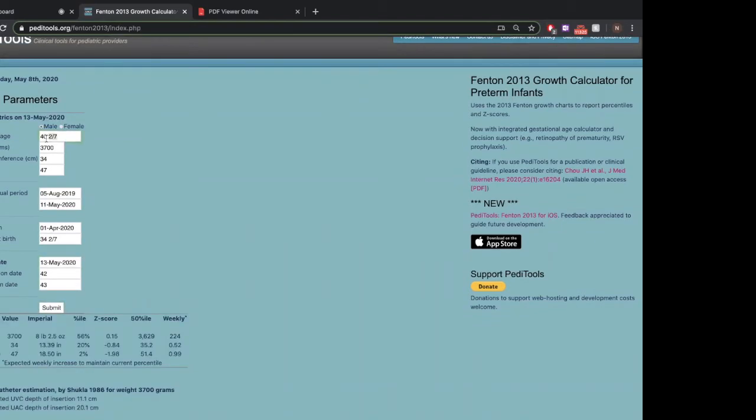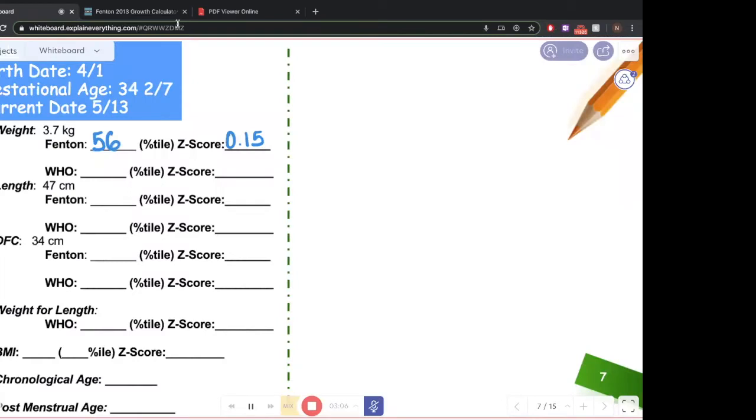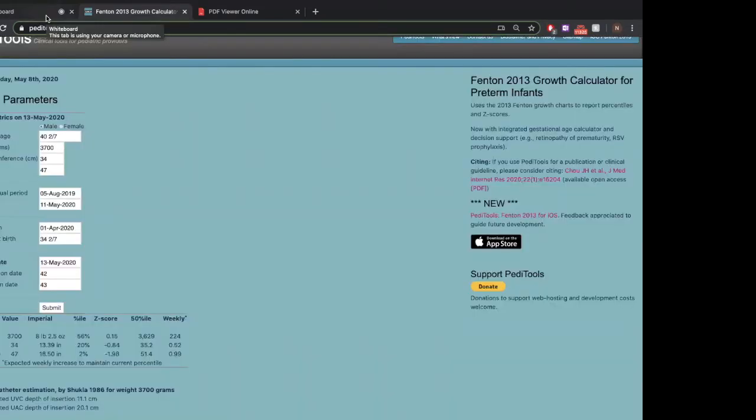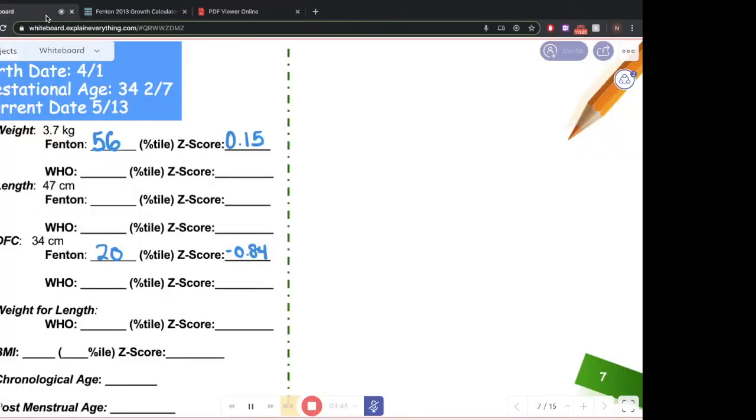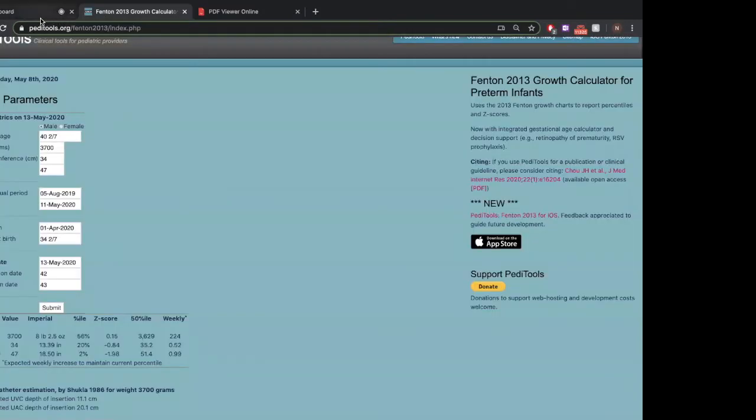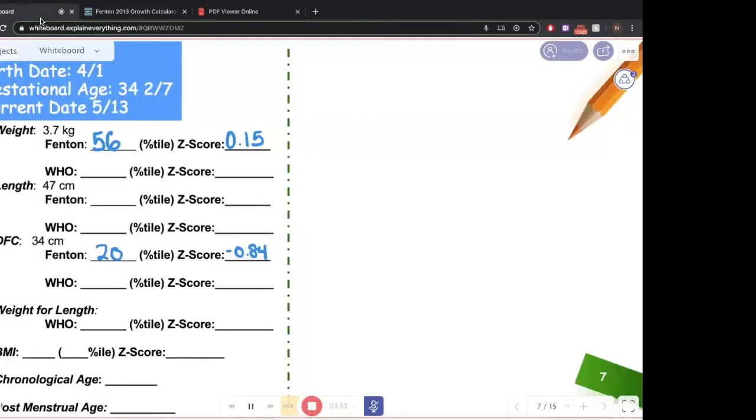And we see that the gestational age actually got filled in for us. And here it gives us the percentiles and z-scores of this infant at this time. So let's go ahead and jot them down on our papers. So the BMI for weight is 56% with a z-score of 0.15. The head circumference is at the 20th percentile with a z-score of negative 0.84. And for length, he is in the 2nd percentile with a z-score of negative 1.98.